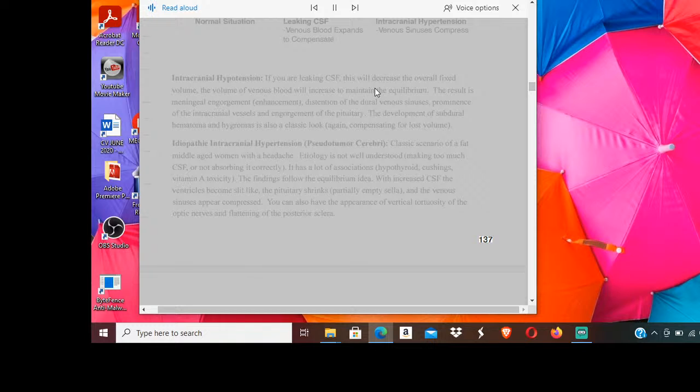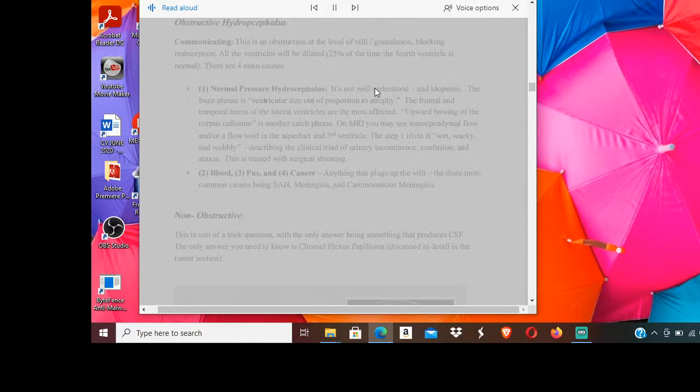137. Obstructive hydrocephalus. Communicating: this is an obstruction at the level of the villi or granulations, blocking reabsorption. All the ventricles will be dilated, 25% of the time the fourth ventricle is normal. There are four main causes.